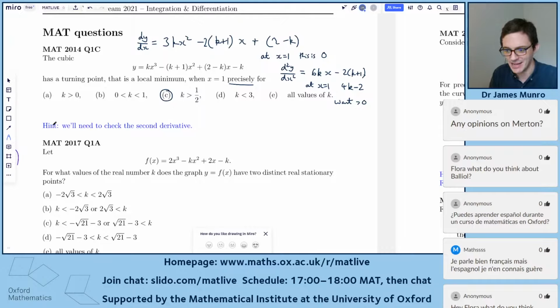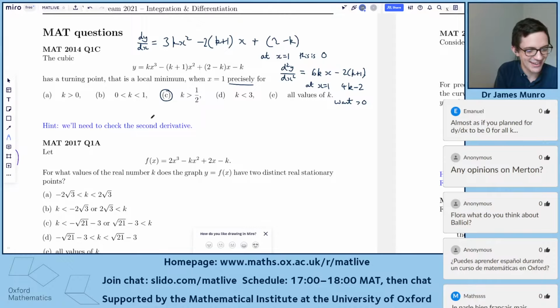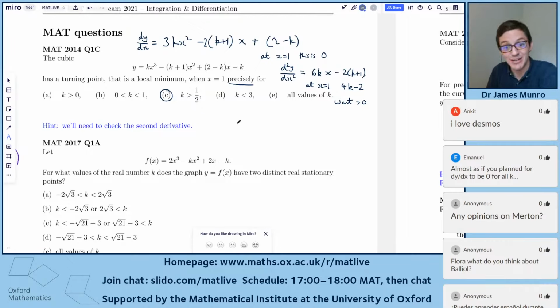This is one of the ones where the hint is not very helpful. Like, if you didn't know what local minimum was, then you maybe didn't know what a second derivative was either, so maybe the hint's not too helpful. Okay. People in chat, Emmanuel says, maybe we planned this for dy by dx to be 0 for all k. Maybe we did. I'm really sorry if that caught you out and made you answer E. Right, okay. Miro is brilliant. Hearts for eyes. Okay. Cool.